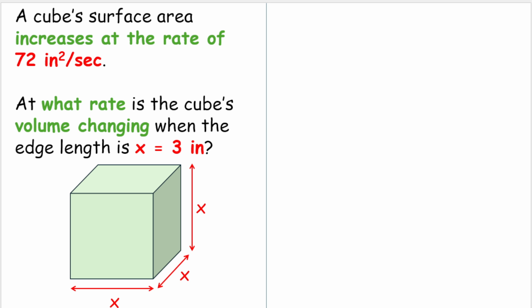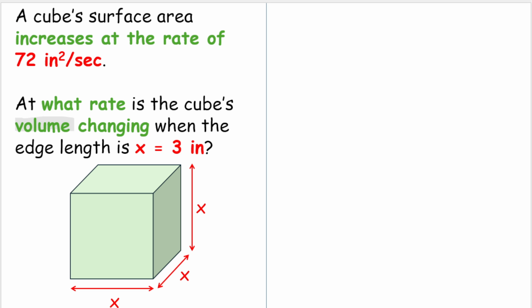Okay, let's read the question first. A cube surface area increases at the rate of 72 inch squared per second. At what rate is the cube's volume changing when the edge length x is equal to 3 inch? Okay, we need to find out the change of the volume here.